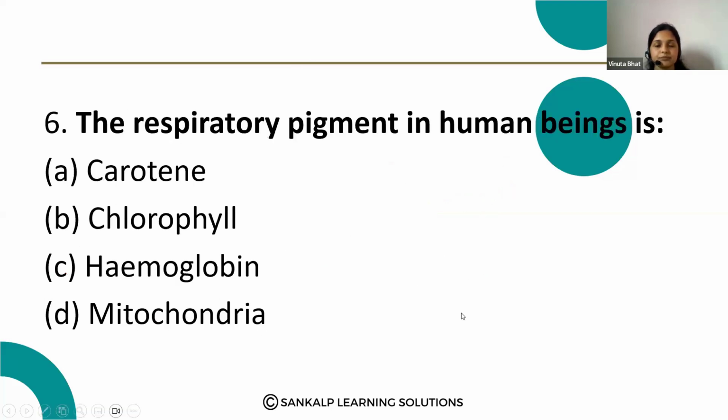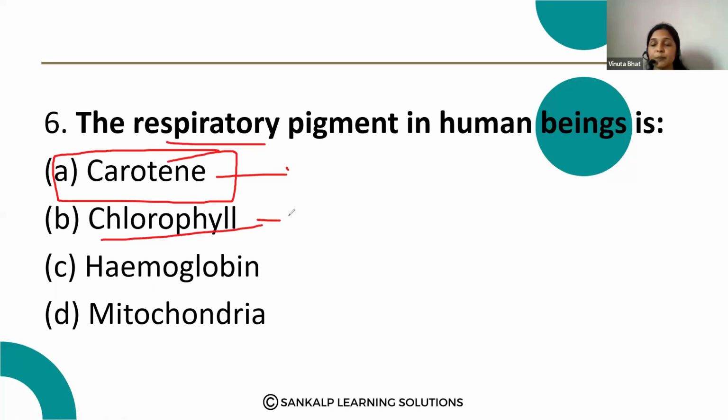Next question. The respiratory pigment in human being is carotene, chlorophyll, hemoglobin, or mitochondria. Which one is the correct answer? Carotene is a pigment, but it is not present in a human being, and it is not a respiratory pigment.